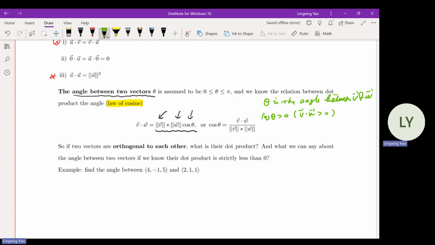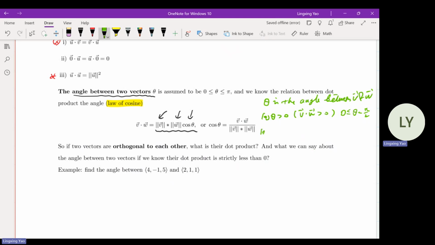Why that? Because cosine theta equals the dot product of u and w divided by the lengths of those two vectors, right? The length of a vector is always positive. So if cosine theta is bigger than 0, then the dot product of those two vectors will be bigger than 0. And vice versa, if the dot product of two vectors is bigger than 0, then the angle theta will be between 0 and pi over 2.